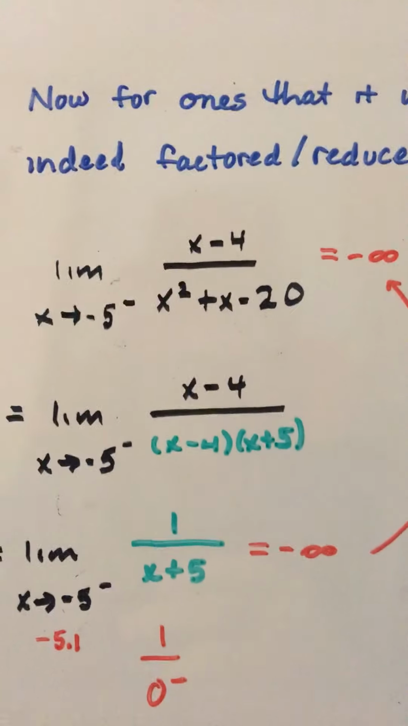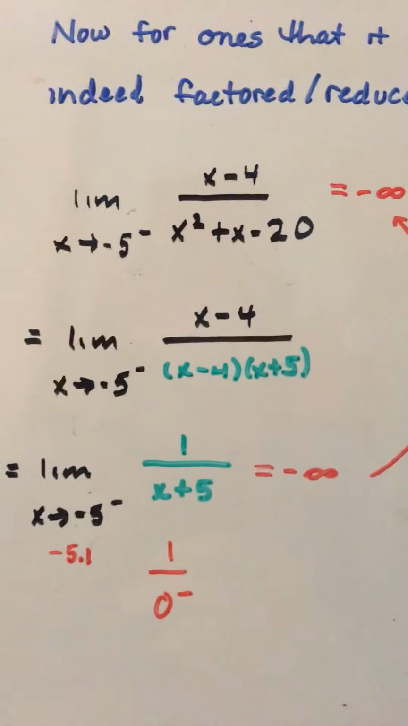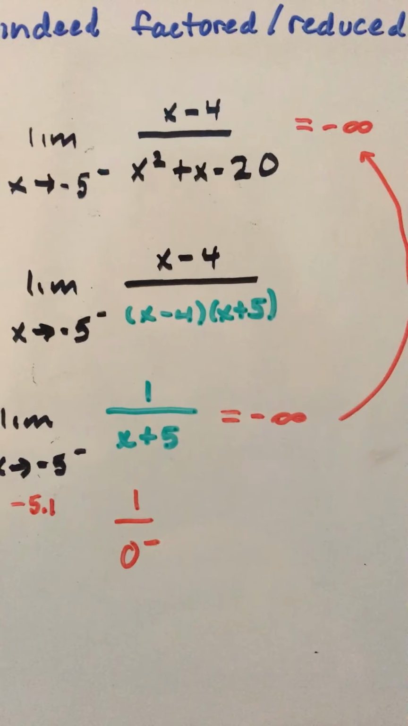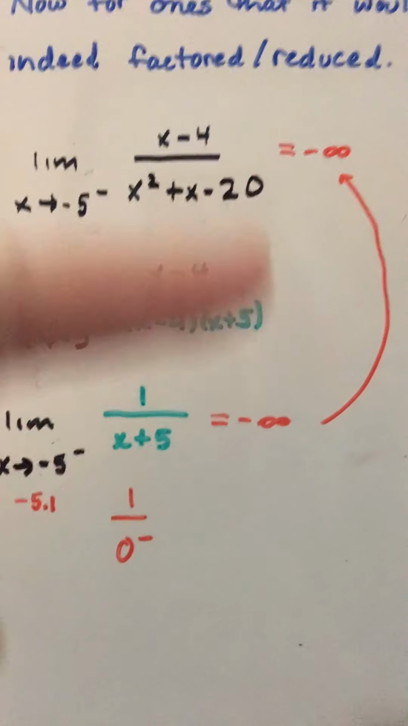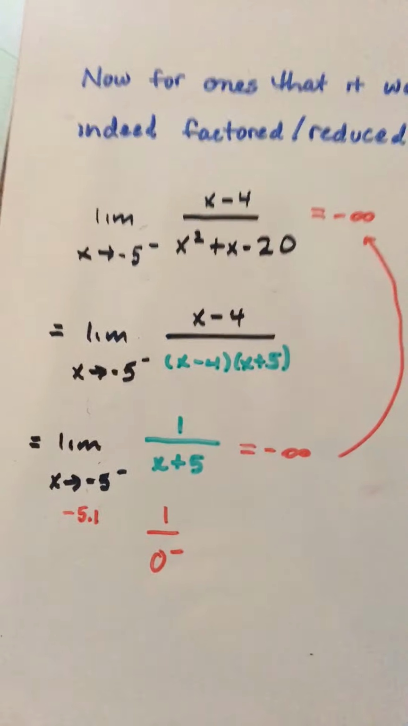But now notice this is conveniently made where it factors and reduces. Negative 5.1 makes the denominator negative. Positive over negative, negative infinity. Very easy.